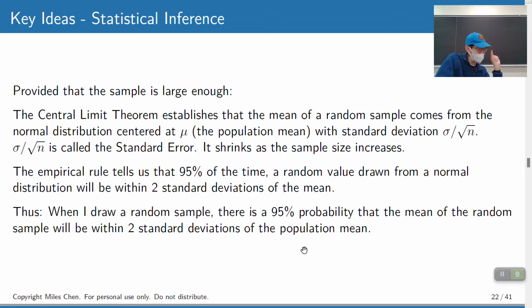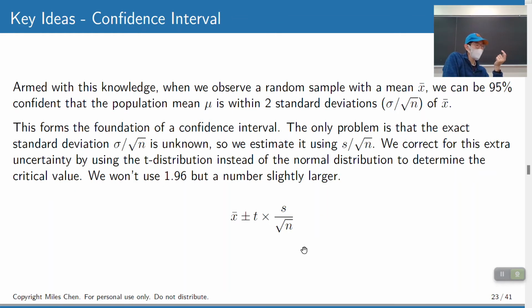And we can take that and flip it around and say, whenever I see a sample mean, I can be 95% confident that it's within 2 standard deviations of the population mean. So when I observe a sample mean, I'm 95% confident that it's within 2 standard deviations of the population mean, or I'm 95% confident that the population mean is within 2 standard deviations of the sample mean. And we can use that to establish a confidence interval. All right?